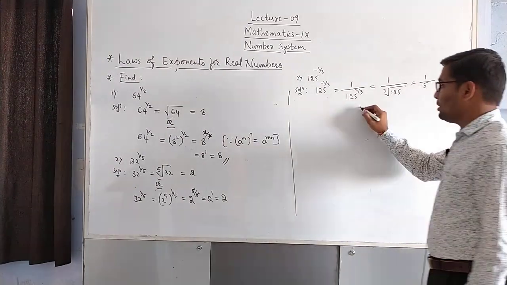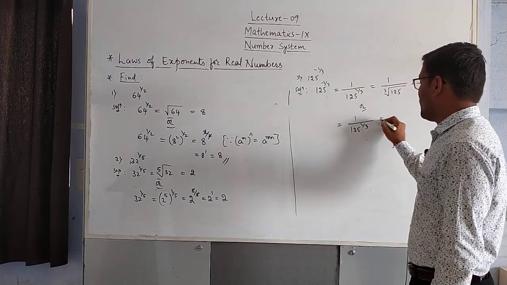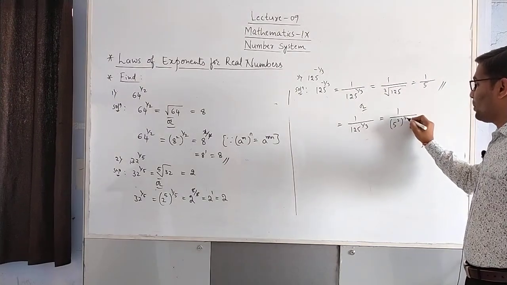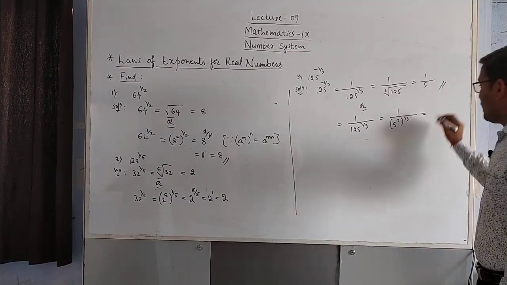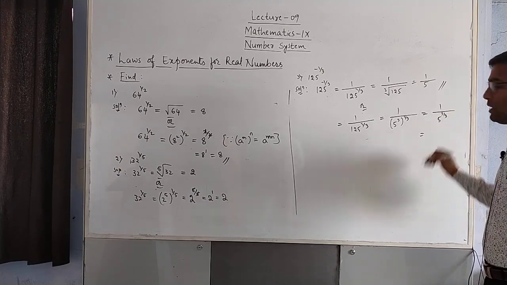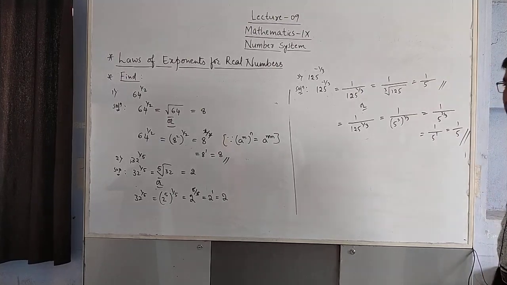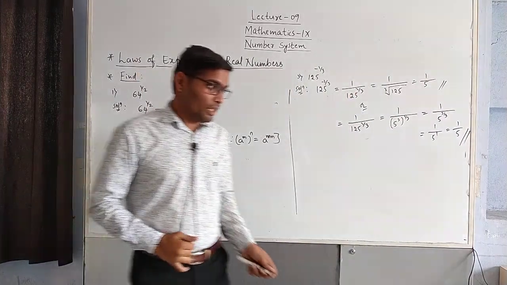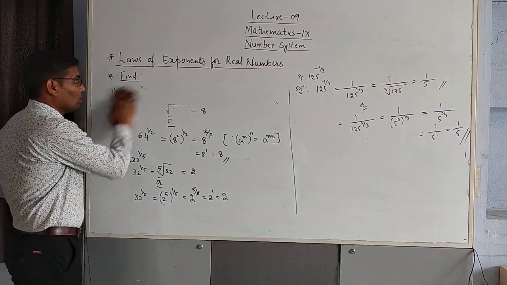Or it can also be solved like this, 125 to the power 1 by 3. It can be written as 5 to the power 3 whole to the power 1 by 3. Again here we can use the formula power of a power, then it can be written as 5 to the power 3 by 3. Then 5 to the power 3 by 3 is 5 to the power 1, and 5 to the power 1 is 5, so the answer is 1 by 5. So these are some problems related to the first laws of exponent. Then moving to the next problems of the laws of exponent.